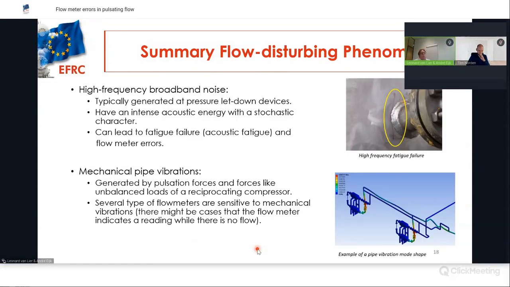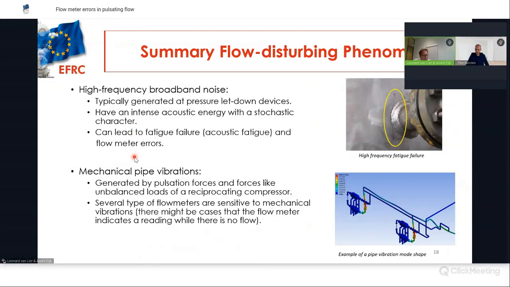High frequency broadband noise is typically a disturbing source which is generated by pressure let-down devices. So for example, a choke valve. When you have such a situation, you can expect very intense high frequency broadband noise, which can cause fatigue, rapid fatigue, but it can also disturb flow meters. For example, ultrasonic flow meters may be disturbed by this high frequency broadband noise.